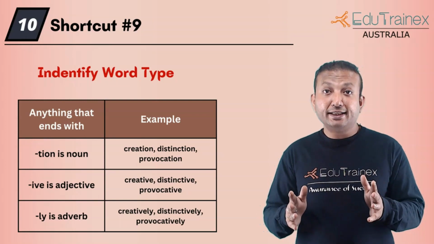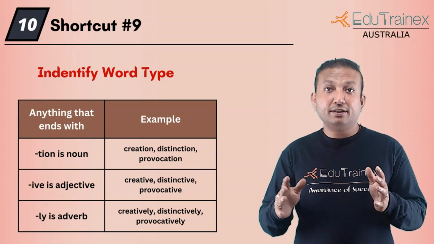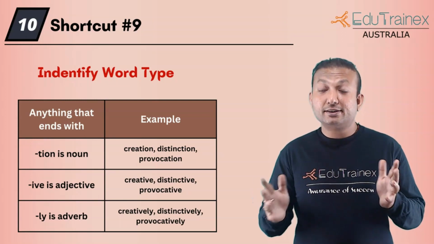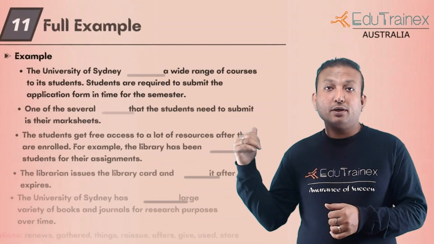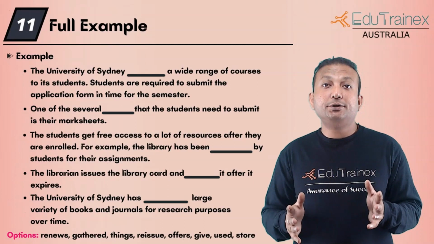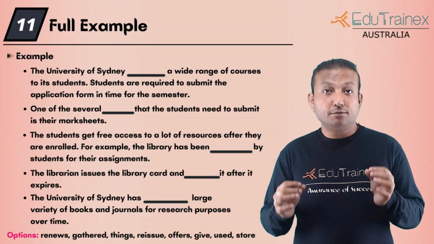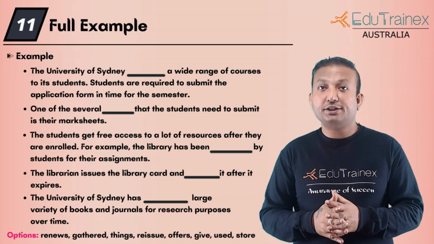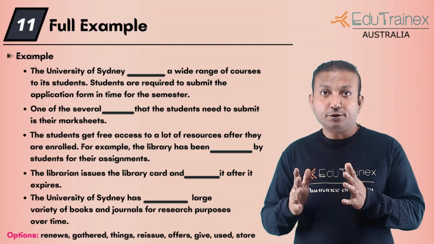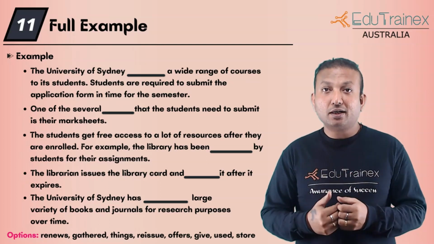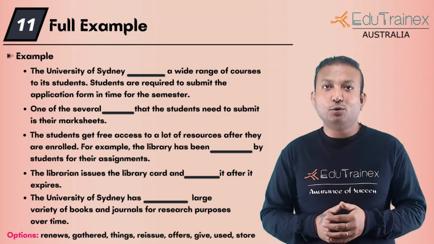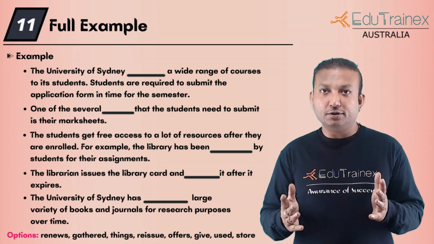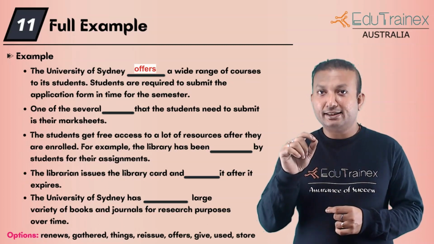Now let's apply these learnings to solving a full PTE fill in the blanks question and you will see how easy it is to solve if you know these shortcuts beforehand. Let's see this example on the screen. It's talking about the University of Sydney. The first sentence is: the University of Sydney dash a wide range of courses. Notice that University of Sydney is a singular noun and what comes after a singular noun is a verb with S. In the options we have two such verbs, renews and offers, and offers makes more sense here.